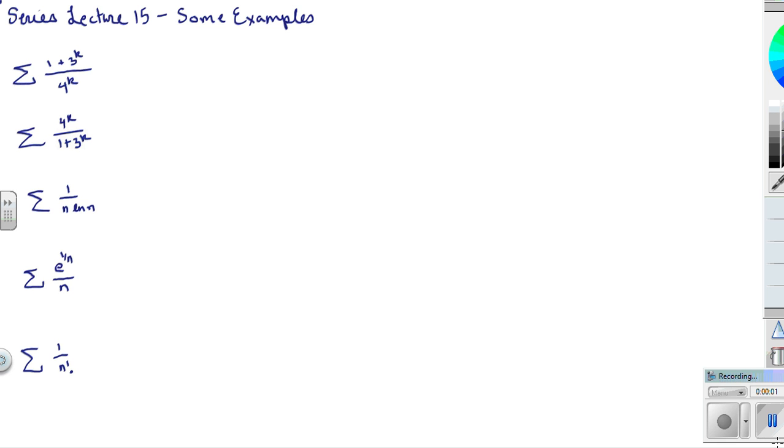Okay, so we're on to series lecture 15. I just thought I'd do some examples. So far we've got geometric series, we've got the integral test, we've got the comparison test, and the limit comparison test. I wanted to do some examples here.